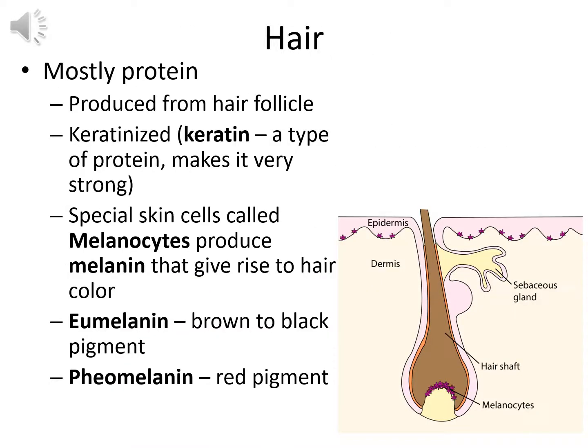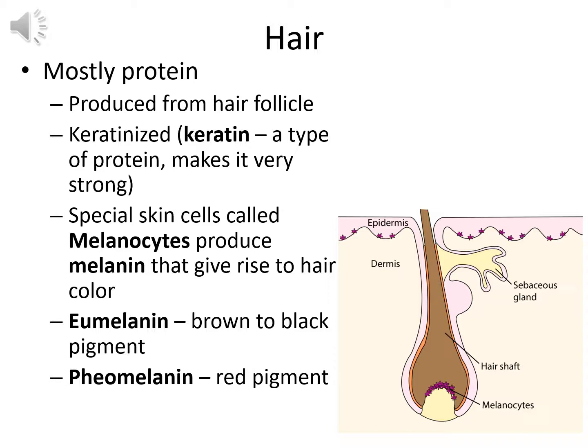Let's focus now a bit about hair itself. So hair is mostly protein, so it's produced from a hair follicle. The protein in this case is keratin, which is a very strong protein, and that's what makes hair so long-lived. So we have hair samples that are hundreds of years old, even thousands of years old, because it's such a stable, keratinized example of a proteinaceous sample.